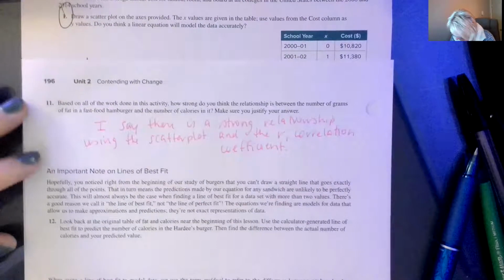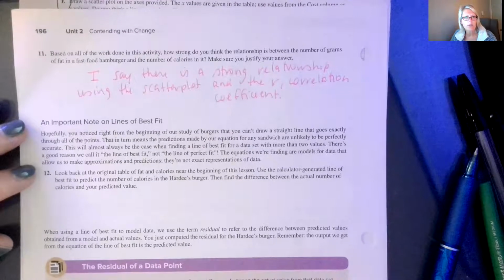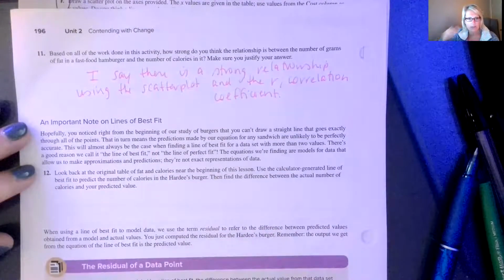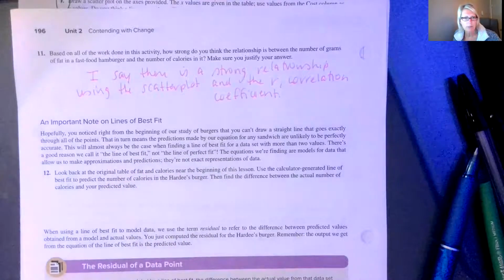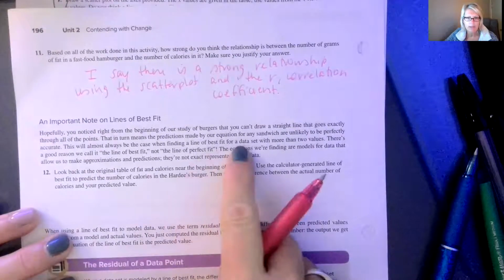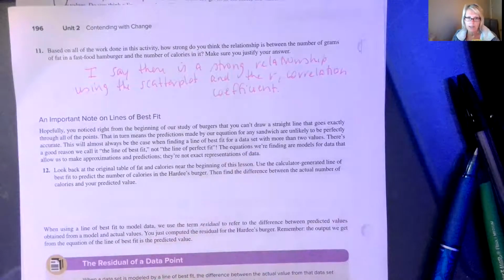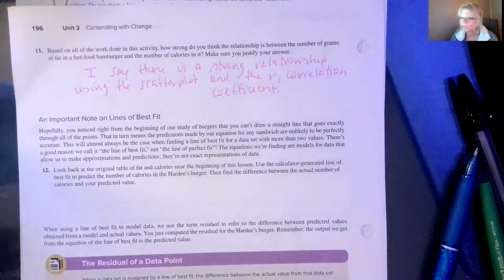Okay, so an important note on lines of best fit. Hopefully you noticed right from the beginning of our study of burgers that you can't draw a straight line that goes exactly through all the points. That in turn means the predictions made by your equation for any sandwich are unlikely to be perfectly accurate. This will almost always be the case when finding a line of best fit for a data set with more than 2 values. There's a good reason we call it the line of best fit and not the line of perfect fit. The equations we're finding are models for data that allow us to make approximations and predictions. They're not exact representations of data.